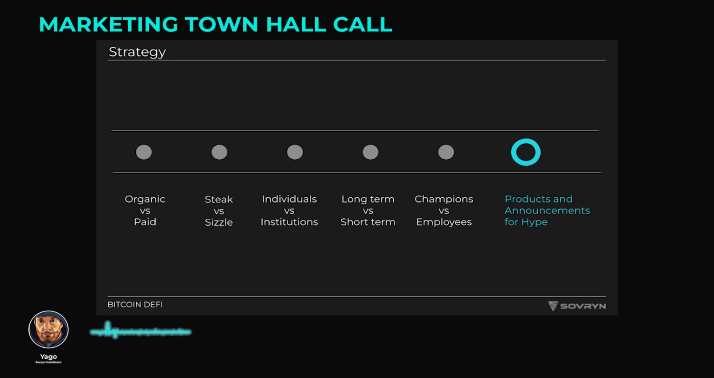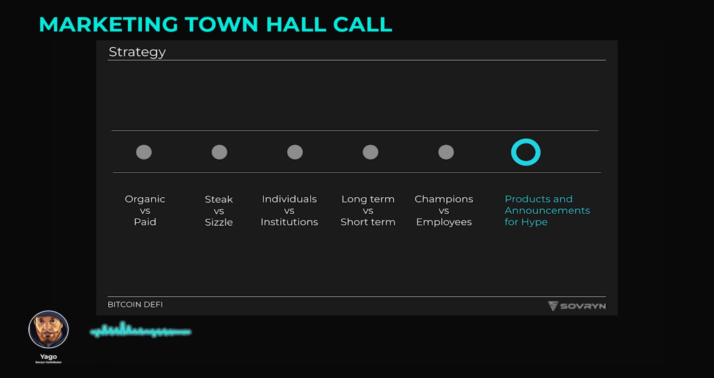Fourth, long-term versus short-term. This is a big one, and I think it's one of the biggest places we need to shift our strategy. Much of our communication has been quite short-term focused up until now. What are we going to do in the next quarter? What are we going to do in the next month? What have we already done?